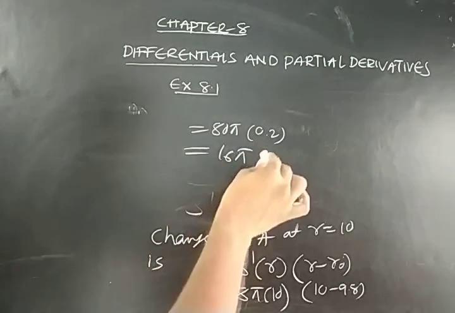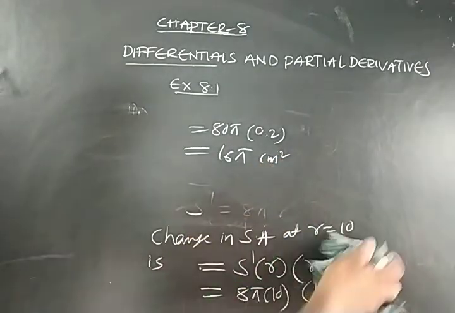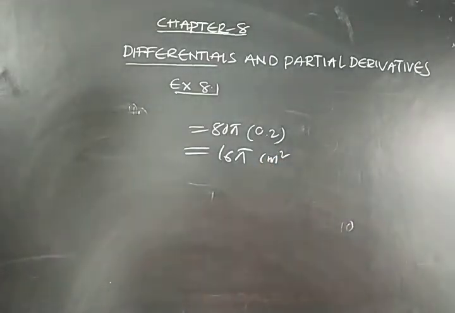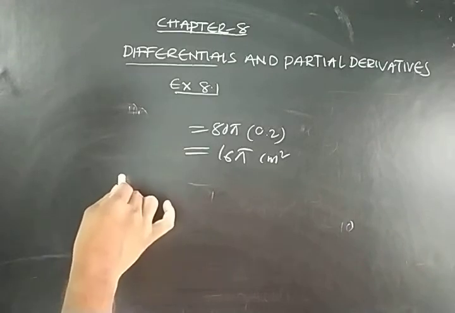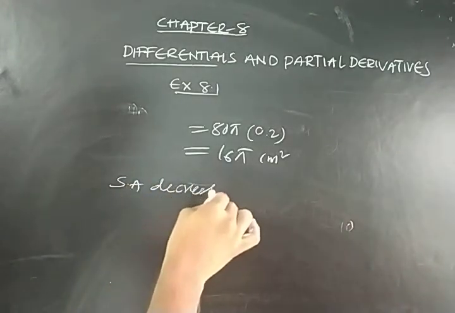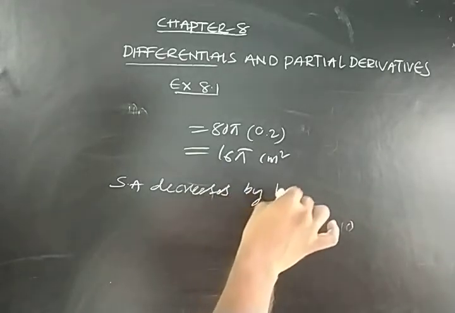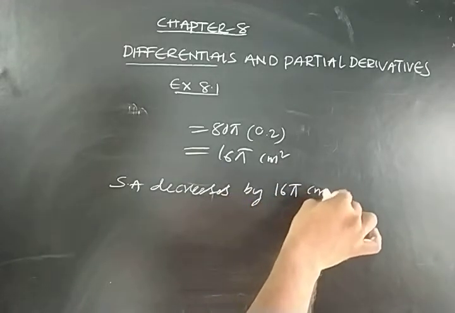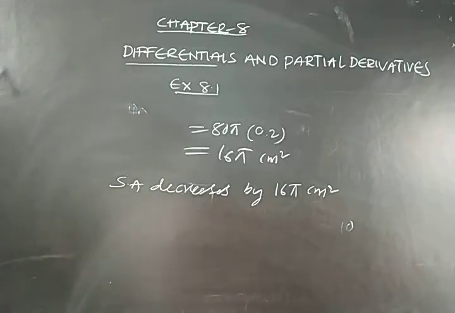16 pi centimeter square is the change in surface area of the sphere. So surface area decreases by 16 pi centimeter square.